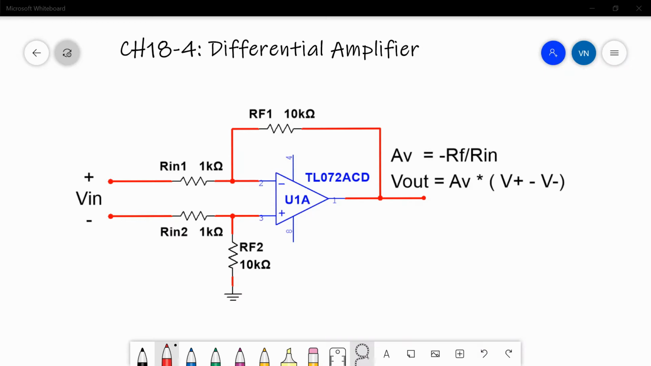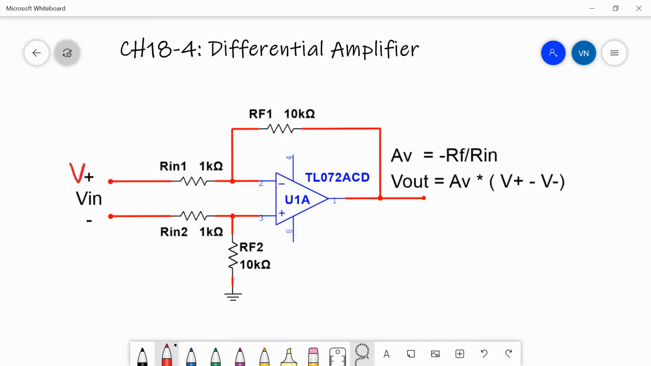Chapter 18, Section 4 introduces a very useful and important circuit called the differential amplifier. The differential amplifier will amplify the difference between two input voltages by a gain amount determined by the resistors in the circuit. Here I'm showing a circuit. It looks like it's only got one input voltage, V in, but in reality we can say that this is one of the voltages, which is V plus, and the other one is V minus. The difference between the two voltages is just V plus minus V minus.